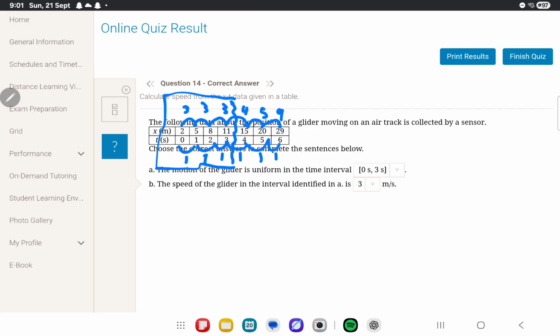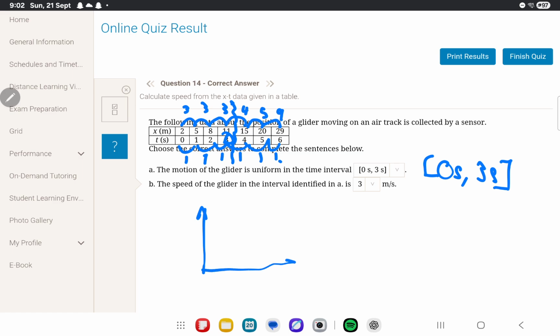Okay, so knowing this information, you can see which part is obviously uniform, right? It's going to be this here, because as you can see, it's 3, 3, 3, and 1, 1, 1. Not like the second part, 4, 5, 9, 1, 1, 1. No, this is uniform. So it's going to be the interval of where it starts being 3, 0, and where it stops being 3 at 3 seconds. So the interval is 0 seconds, 3 seconds. Now moving on, the speed of the glider identified in part A. As we said, it's uniform in this part, right?